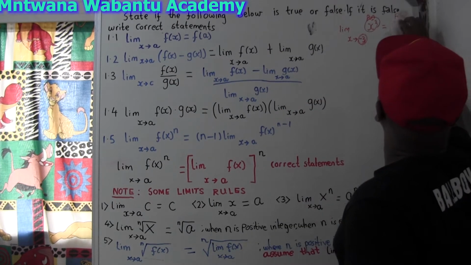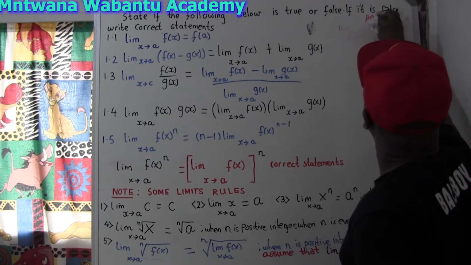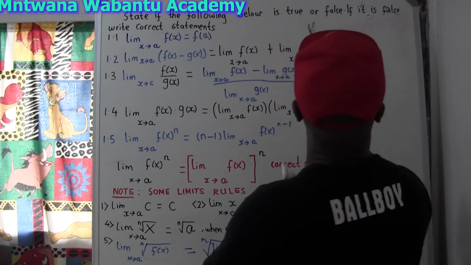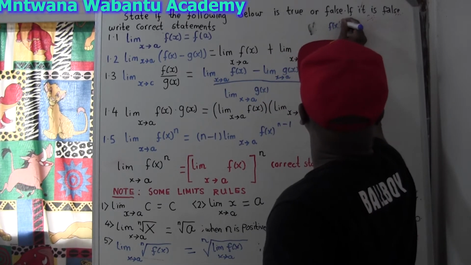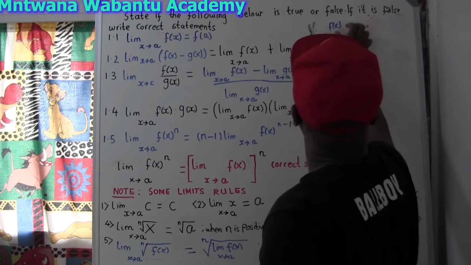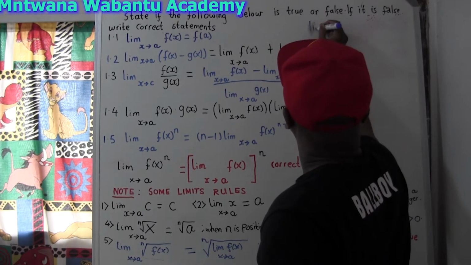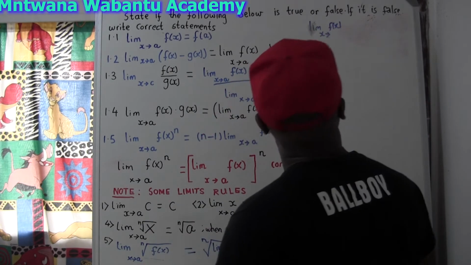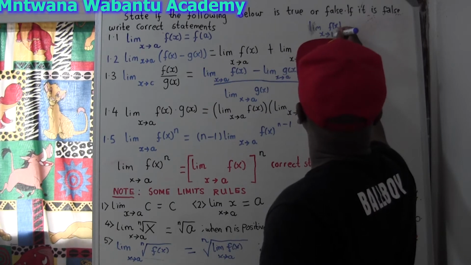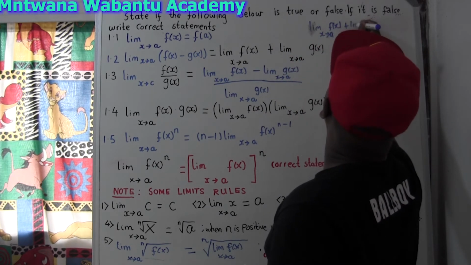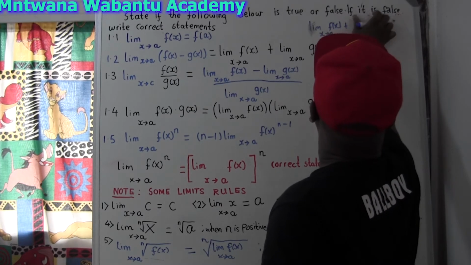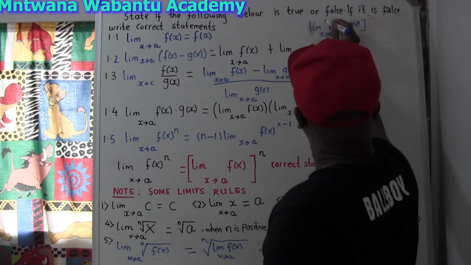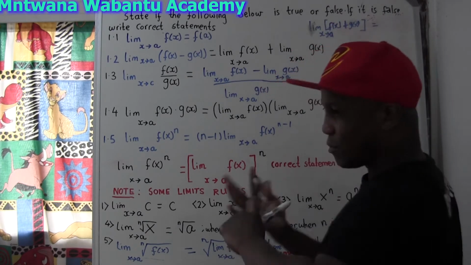Okay, now, example number 2, question number 2. So for another rule, we say if somebody gives you a limit of f of x, limit x approaches any number, let's say k or a, and we add the limit of g of x, if these are together, you can separate them. It is plus or minus.